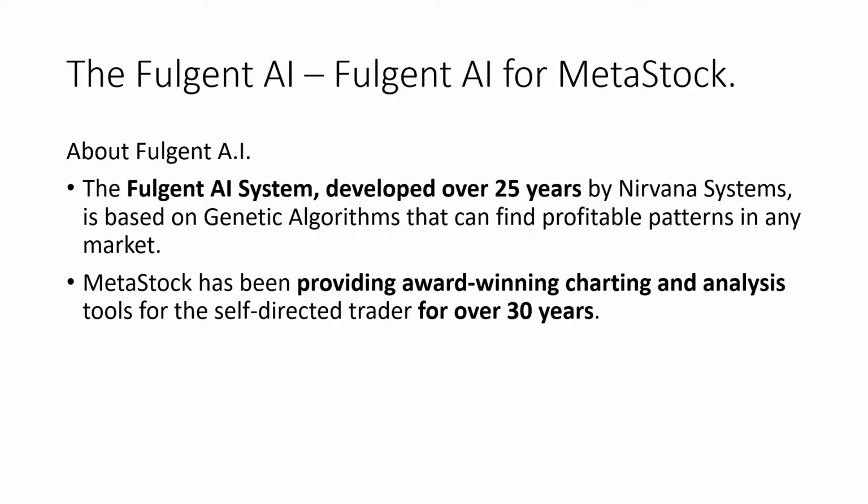Now, Fulgent AI sits on the Metastock platform. Fulgent AI has been developed by Nirvana Systems over the last 25 years using genetic algorithm technology to find highly profitable patterns in any market. It sits on top of the Metastock platform, which has provided award-winning charting analysis tools for the self-directed trader for over 30 years. So you've got good partners in your journey to AI trading.